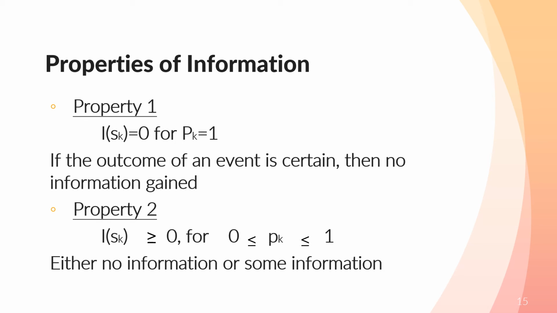Properties of information. If the outcome of an event is certain, then no information is gained. That is, if the probability of occurrence of a certain event is 1, the maximum, then no information is conveyed, so information will be equal to 0. That is the meaning of the first property. Second property: if the probability lies between 0 and 1, then if it is 0, there is maximum information, and if it is 1, there is no information. So information is inversely proportional to the probability. That is the second property.